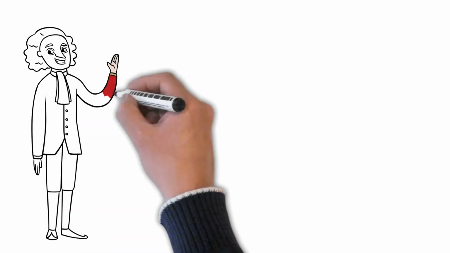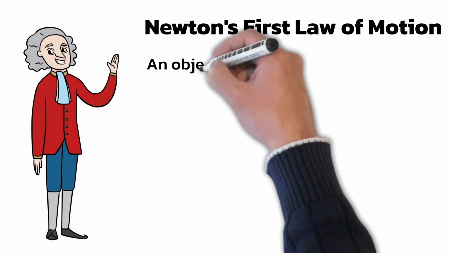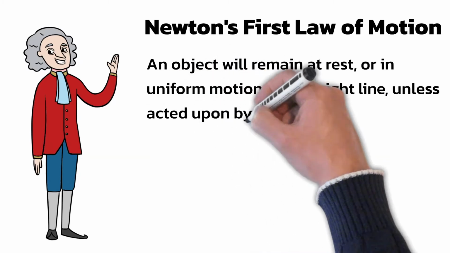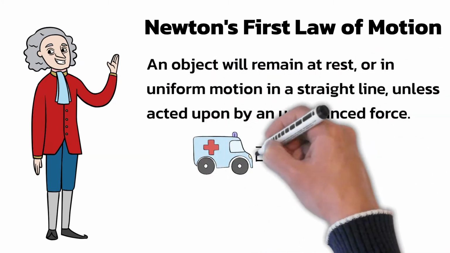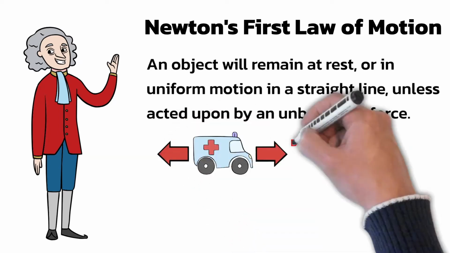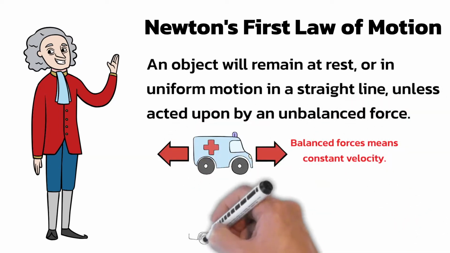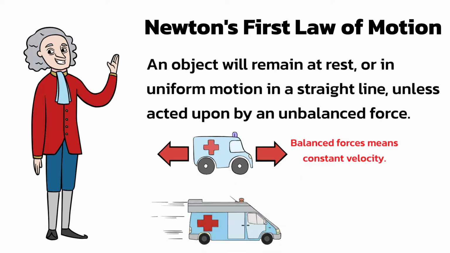In the previous lesson we looked at Newton's first law of motion. It can be stated as, an object will remain at rest, or in uniform motion in a straight line, unless acted upon by an unbalanced force. This tells us that if a resultant force acts on an object, the object can start moving, stop moving, speed up, slow down, or even change direction.